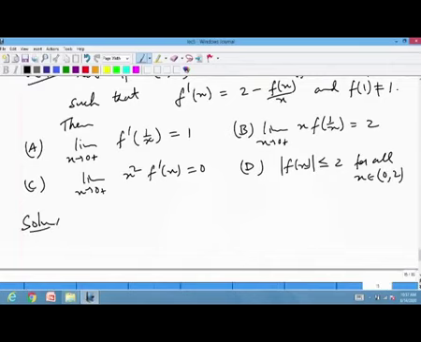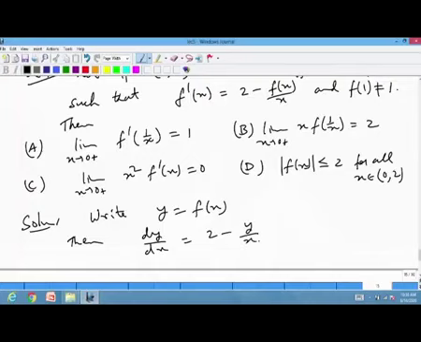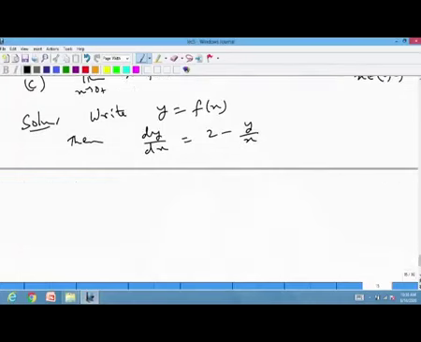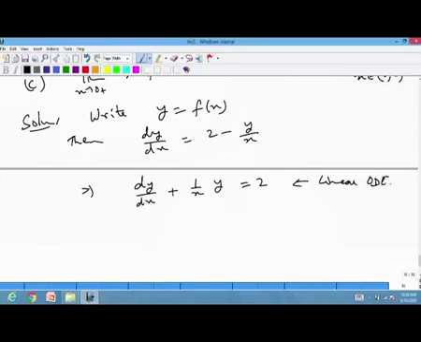So, what we are given is an ODE. Write y equal to f x, then we have f prime x is dy dx is equal to 2 minus y by x, and this can be rewritten as dy dx plus 1 by x times y equal to 2. So, this is a linear ODE. So, we know how to solve.